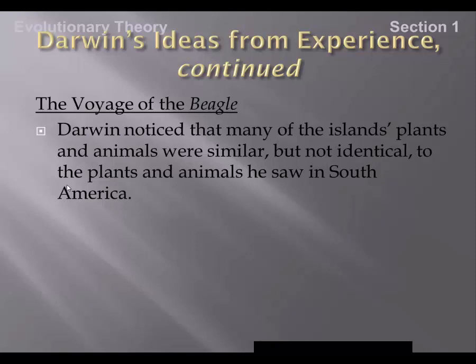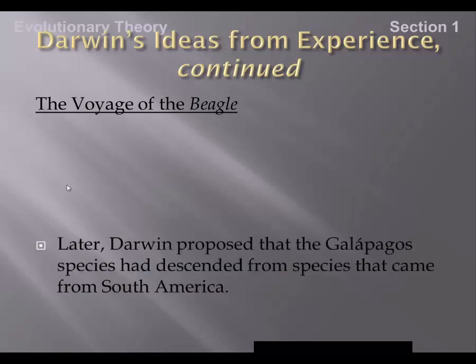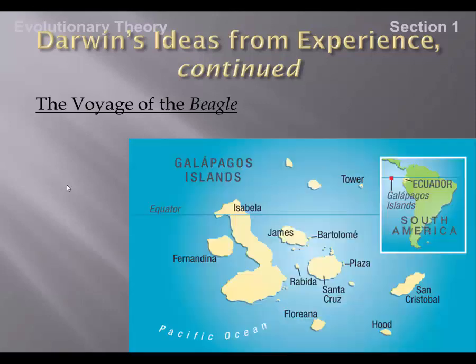Darwin also noticed that many of the plants and animals on that island, or on those islands, were similar but not identical to the plants and animals that he saw in South America. He later proposed that the Galapagos species had descended from species that had originally come from South America.